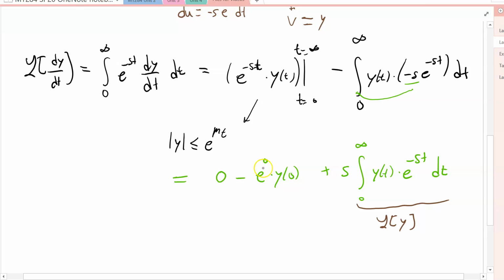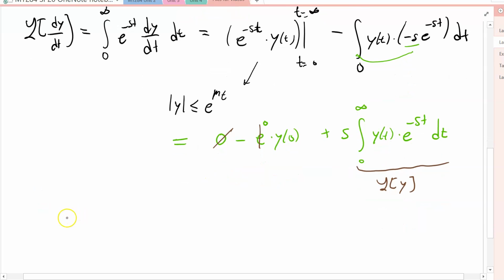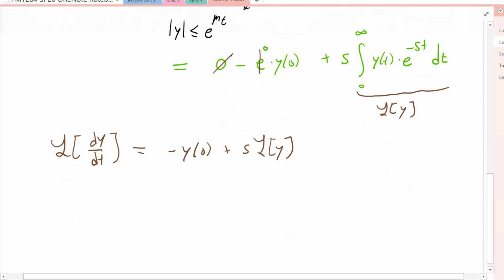Now what's e to the 0? That's 1, so that's good. 0, forget about that. So what is this turning into then? On the left-hand side, we have the Laplace transform of dy dt. On the right side, what do we have? We have minus y of 0 plus s times the Laplace transform of y. Now that's not typically how you're going to see that written. A lot of times these two terms are reversed, and in the table I'm going to show you in a minute, that is what we'll see. So it's s times the Laplace transform of y minus y of 0.